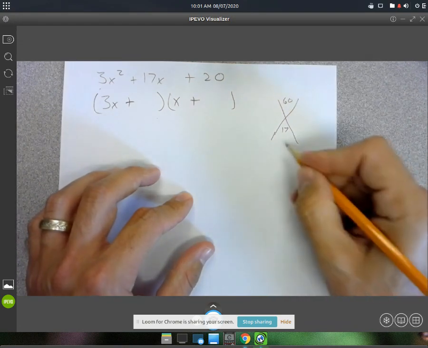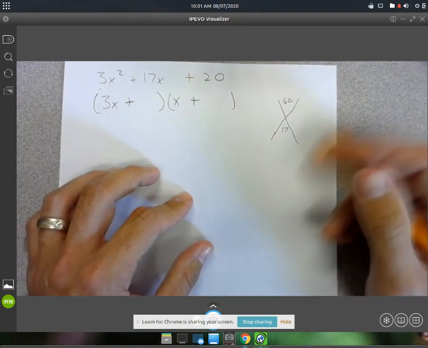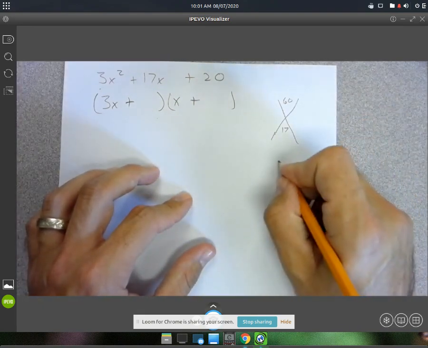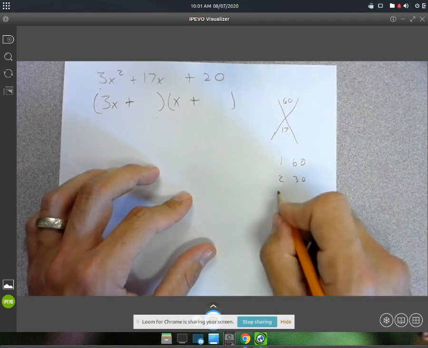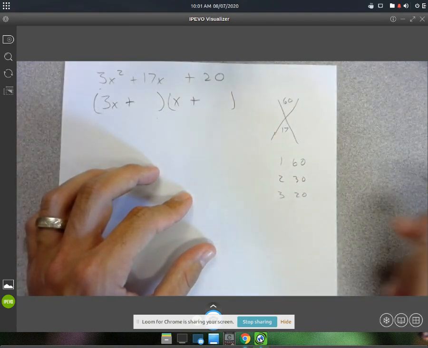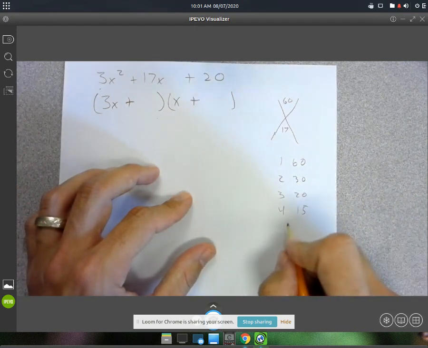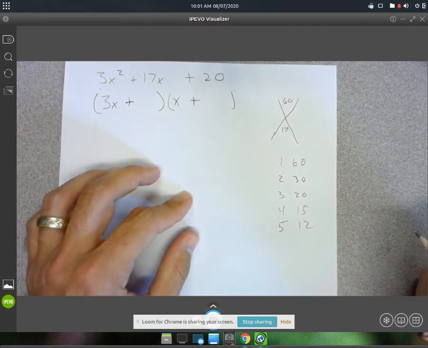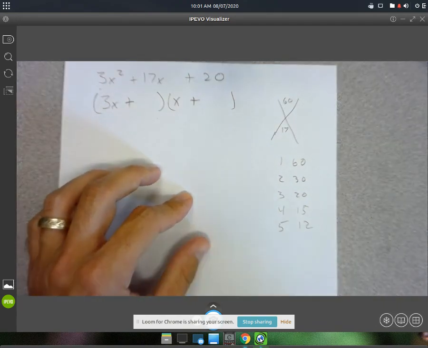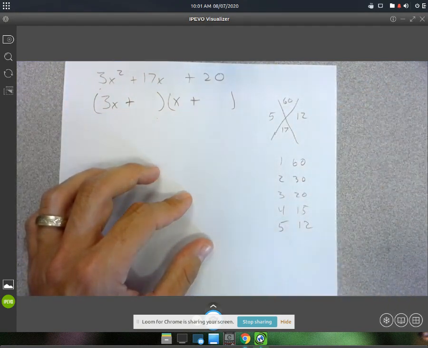All right, I'm going to list them kind of systematically here. I kind of know what they are in my head already, but I'll list them out for you. So we've got 1 and 60, that doesn't do it. 2 and 30, nope. 3 and 20, that doesn't do it. 4 and 15, that doesn't do it, that's close. And then we've got 5 and 12. That's what we were looking for. All right, so we can put 5 over here and 12 over there, doesn't matter.